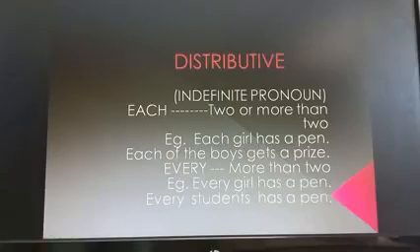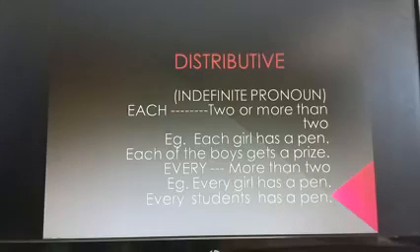In my previous class we have discussed three determiners. Now category number 4, that is distributive. Distributive, these are indefinite pronouns. First of all we will discuss each and every, the difference between each and every.